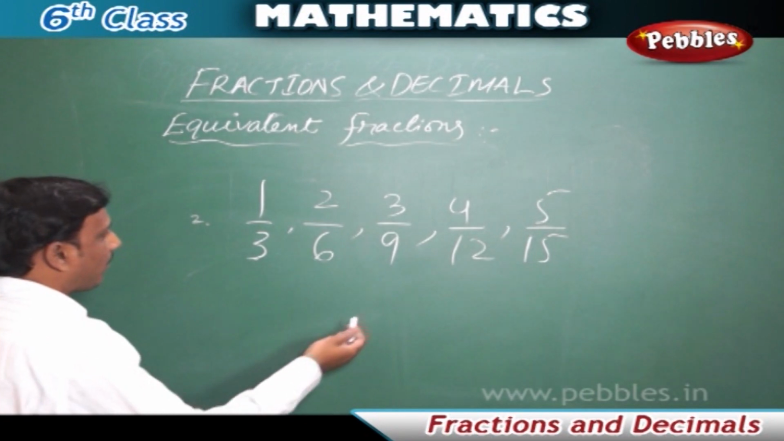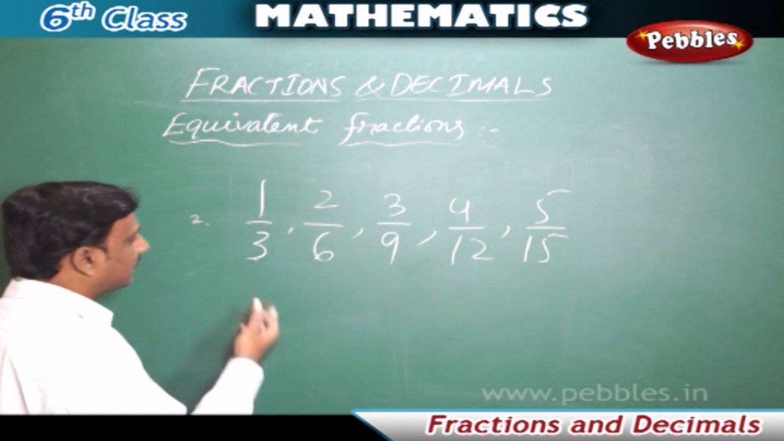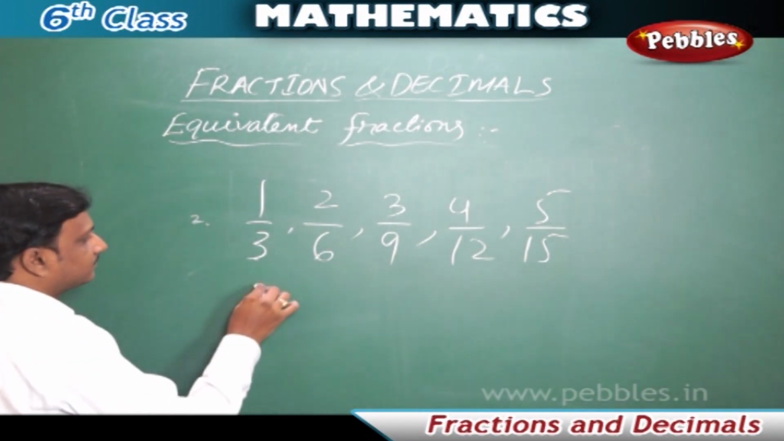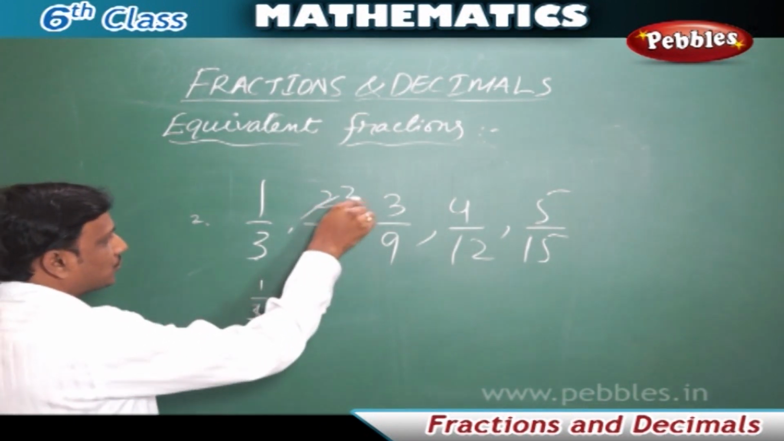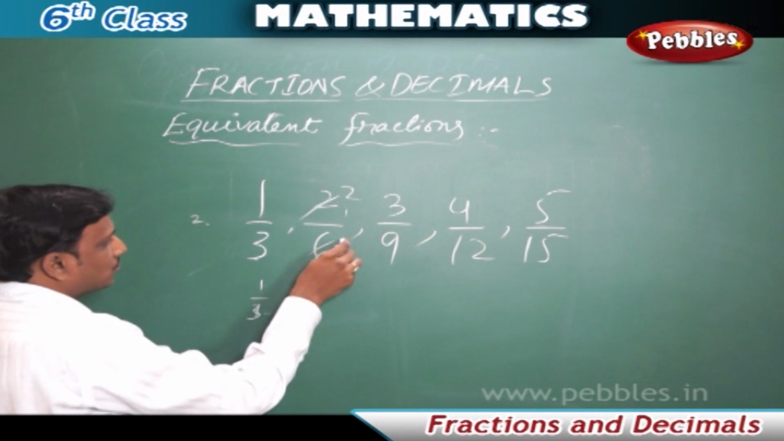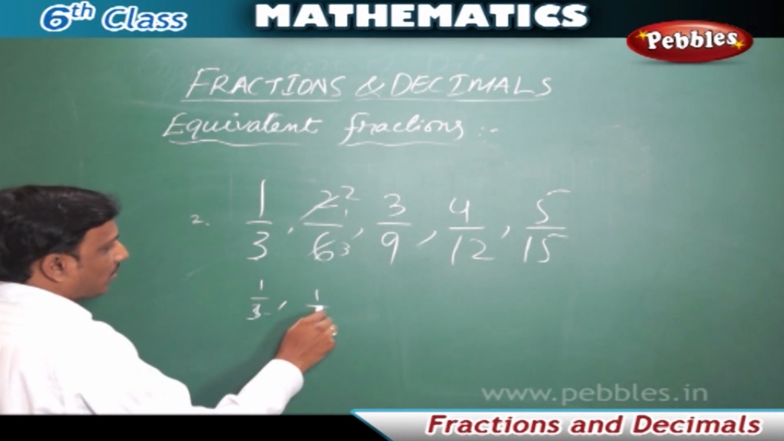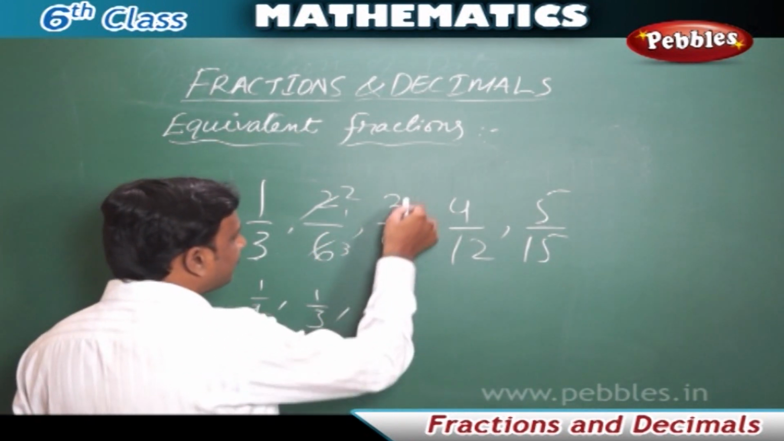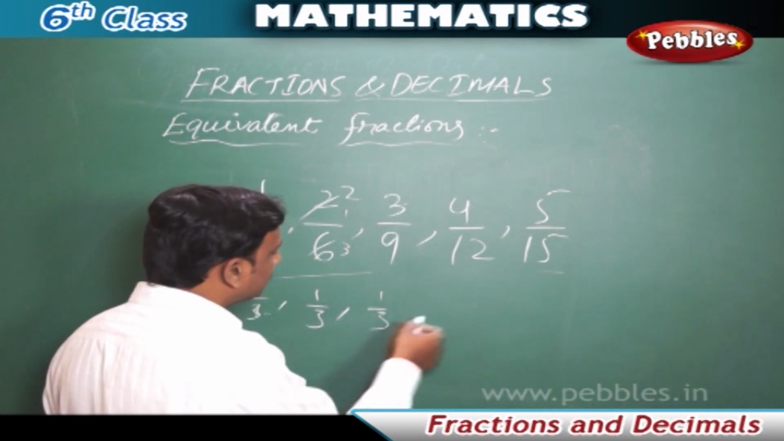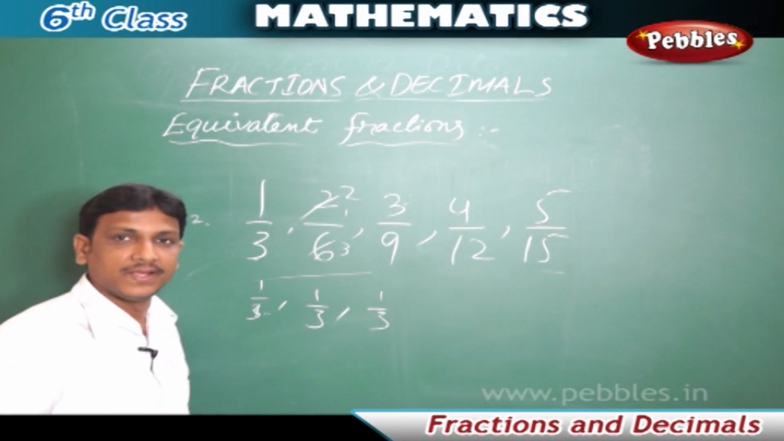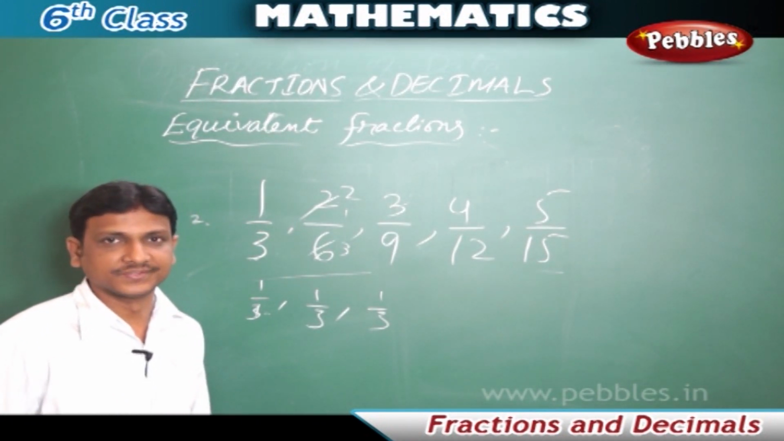So in the simplest form, all of these fractions become 1 by 3. 1 by 3, and this 2 ones, 2 3s, 1 by 3. Again with 3, if you divide it with 3, it becomes 1 by 3. So all these fractions have simplest form 1 by 3. In this way, we can write equivalent fractions.